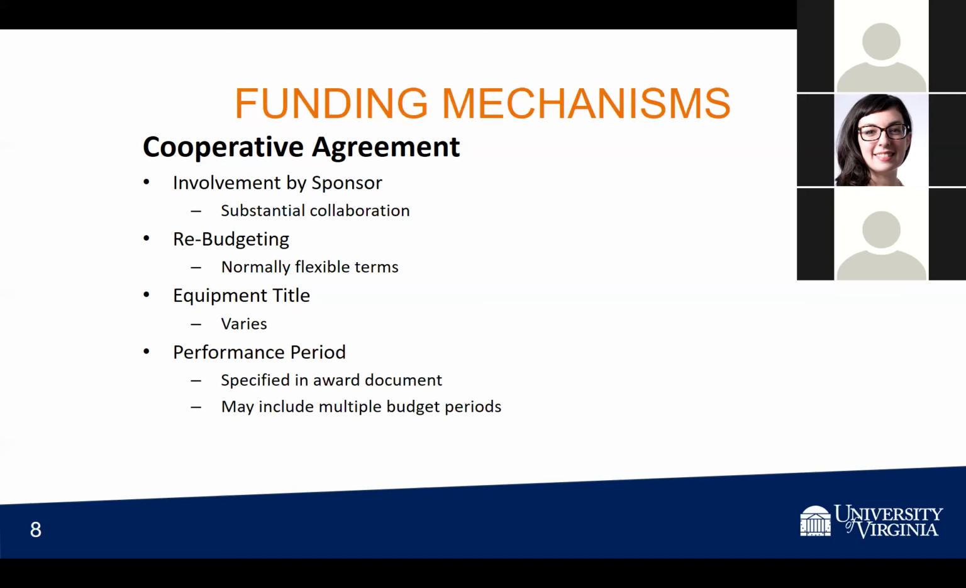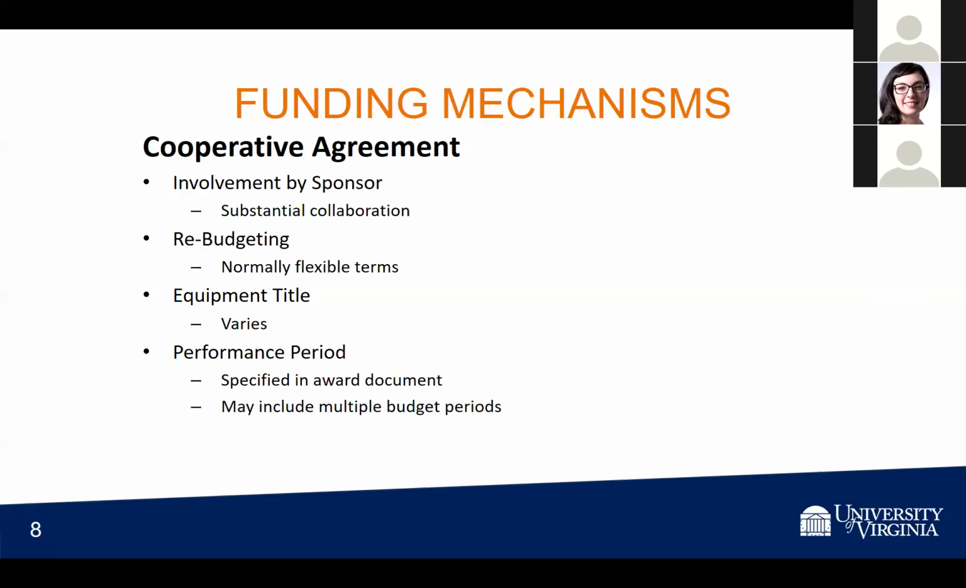In a cooperative agreement, the PI, principal investigator, is going to have a lot more regular meetings with their technical counterparts at the sponsor. They could be joint planning meetings. There's just going to be a lot more engagement along the way on the technical side. But in terms of rebudgeting, normally there are flexible terms. Equipment title could vary because of the sponsor's engagement, but typically it could vest just in the grantee as well. And the performance period is going to be the same, should be called out in the award document.